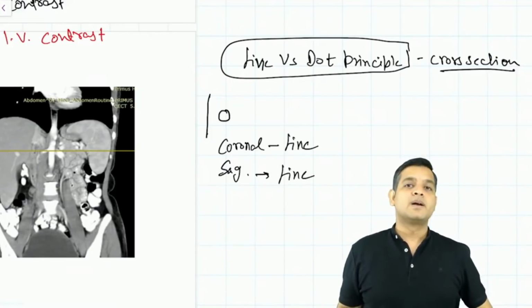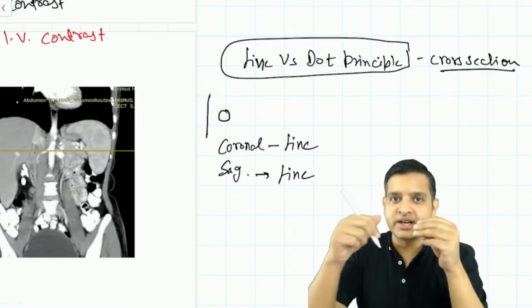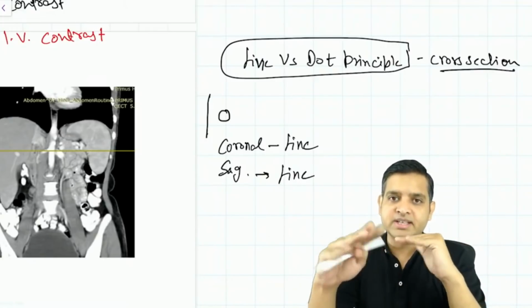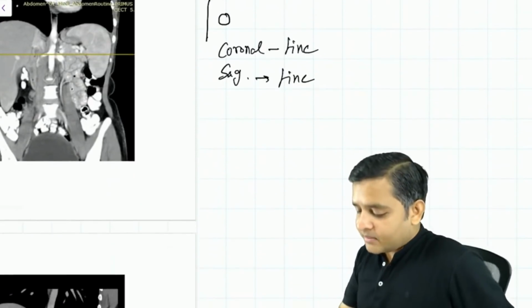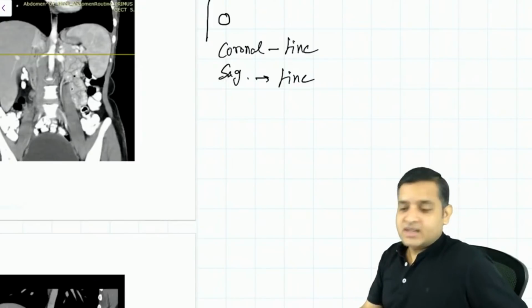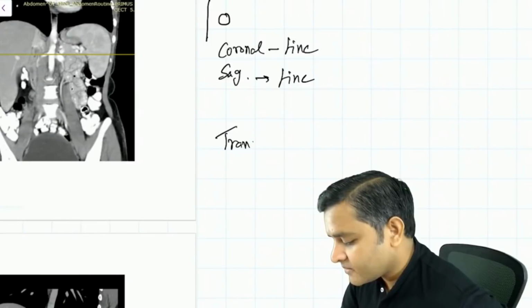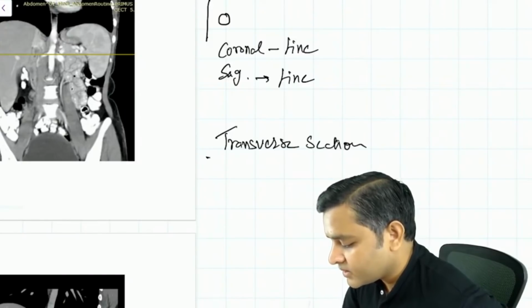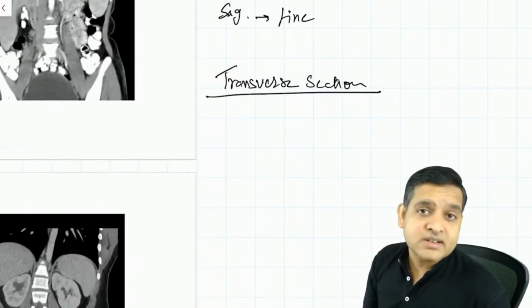That's all. All that you need to remember is how the vessel is oriented in the body, and if you have taken a section, will it be seen as a line or a dot? So I am going to write certain vessels and you have to tell me how they will look in a transverse section. And if you can answer this, the rest of these problems will be sorted.